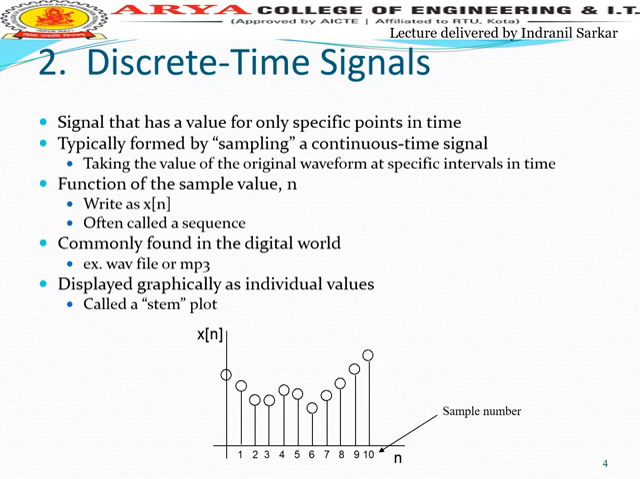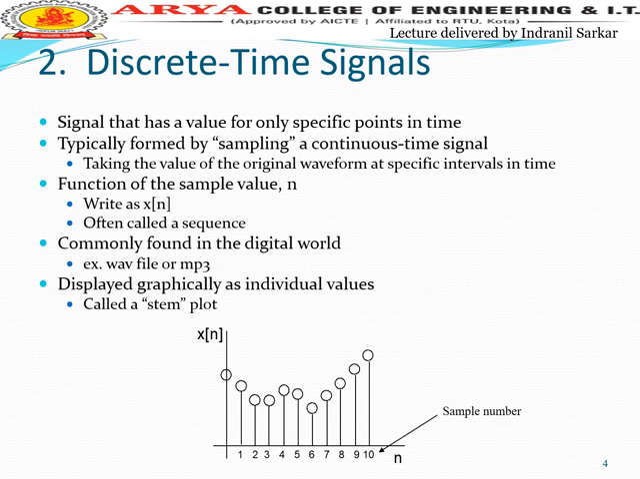Discrete time signals. Signals that have a value only at specific points in time, typically formed by sampling a continuous time signal, taking the value of the original waveform at specific intervals in time. It is a function of the sample value n, written as x[n], often called a sequence. Commonly found in the digital world, as an example web file or MP3. Displayed graphically as individual values called a stem plot.